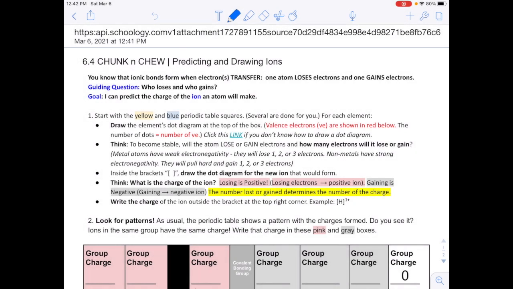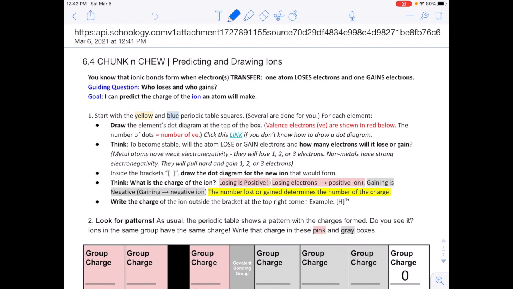Now for the 6.4 worksheet, you should have open in Notability. Let's read the introduction. You know that ionic bonds form when electrons transfer. One atom loses electrons and one gains electrons. Guiding question, who loses and who gains? Goal, I can predict the charge of the ion an atom will make.